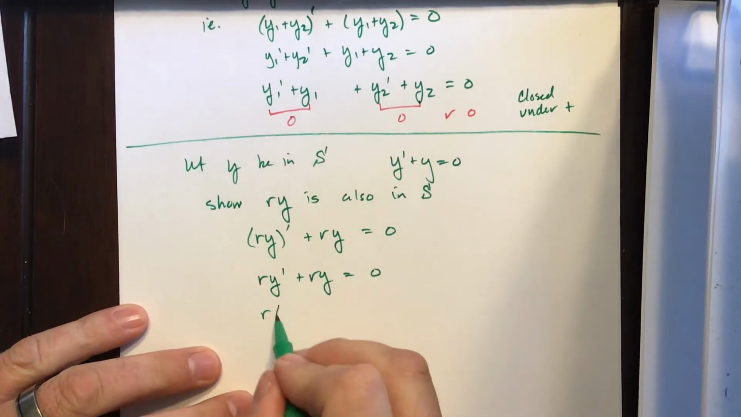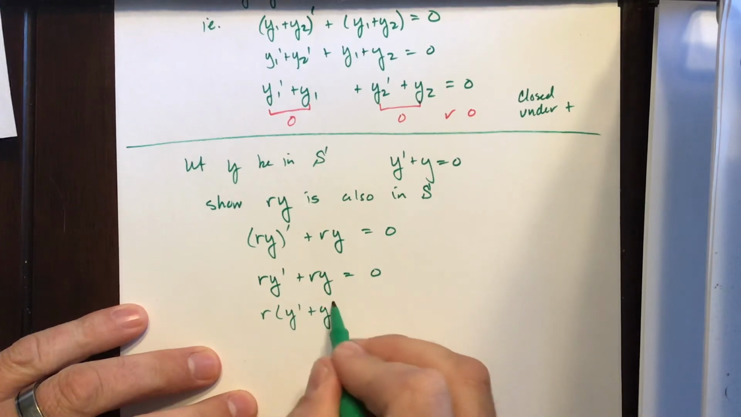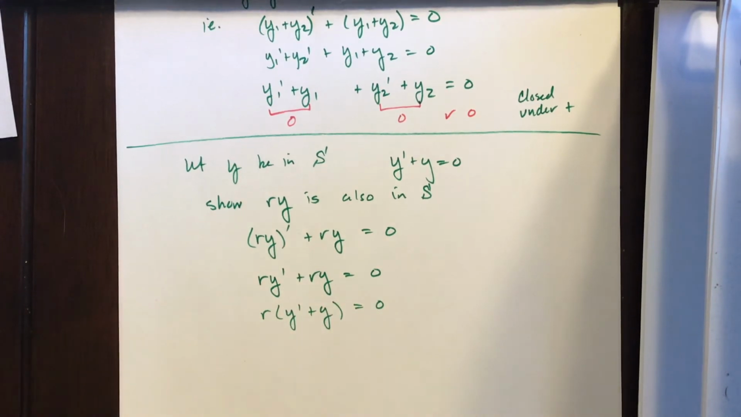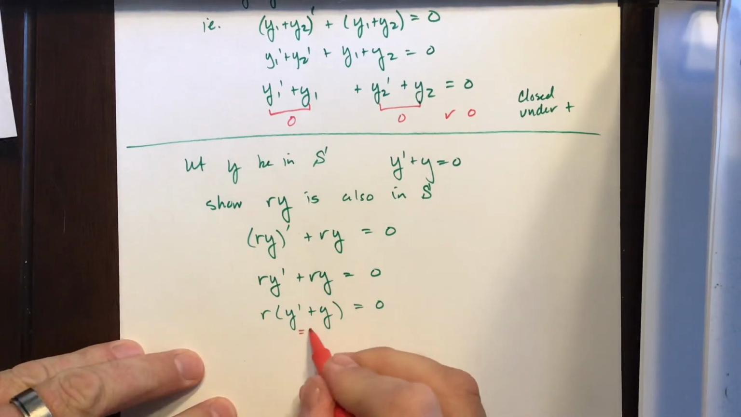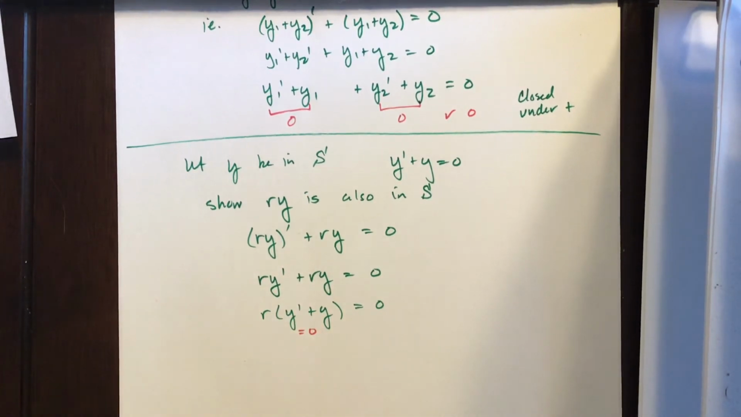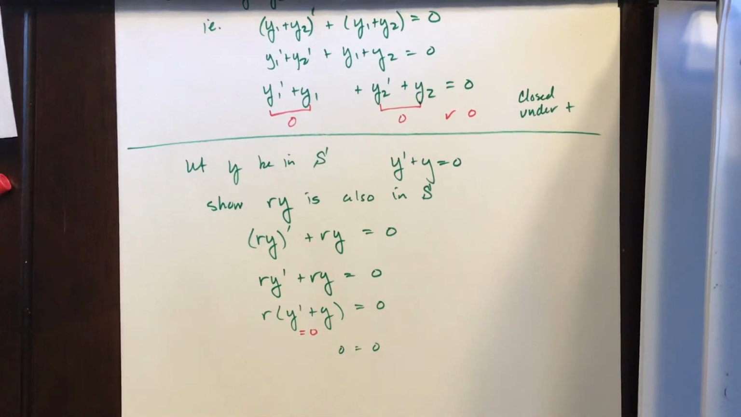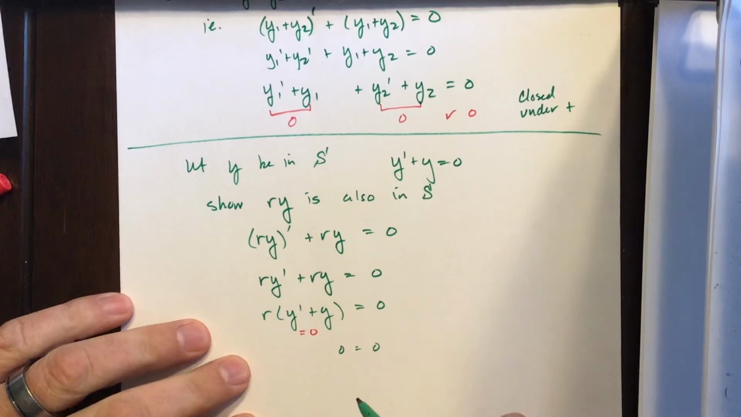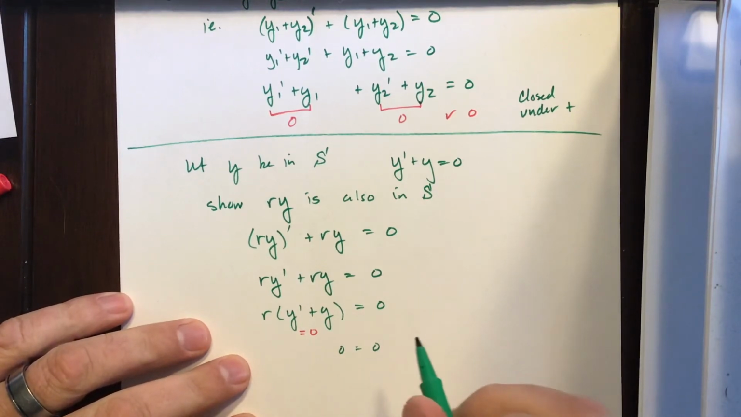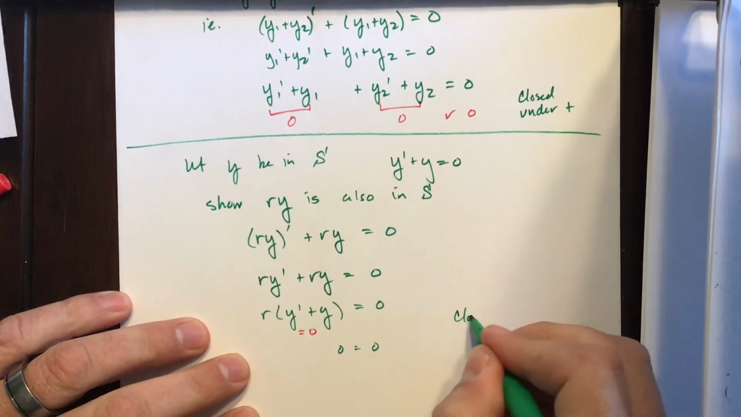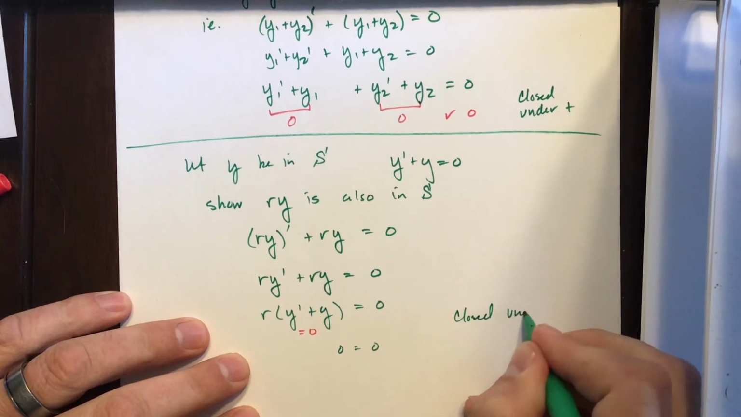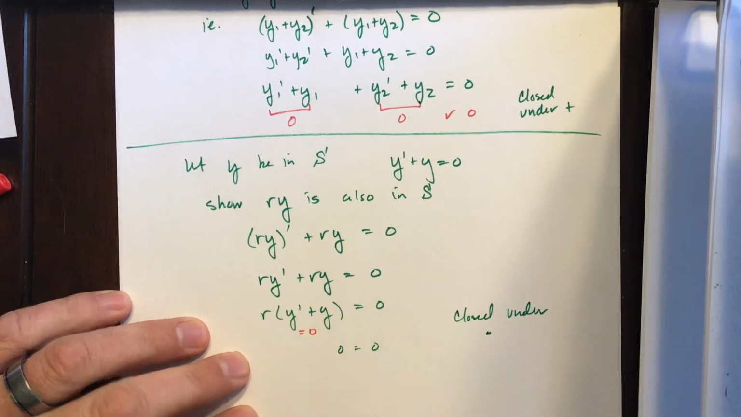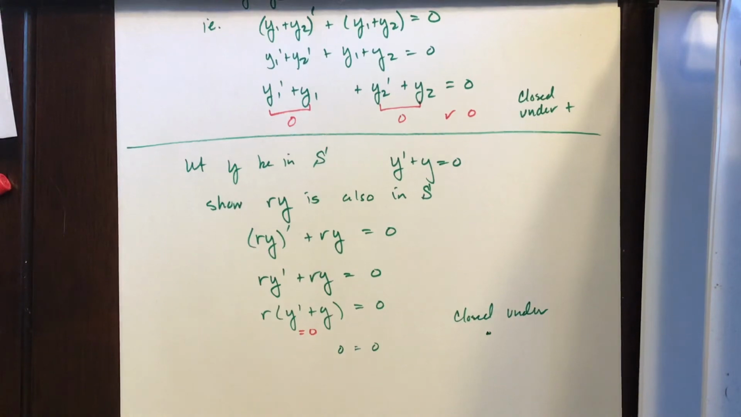You can factor out an r. y prime plus y is equal to 0. By assumption, this is equal to 0. And therefore, we have a true statement, 0 equals 0. Good. So that means ry is also in S. Therefore, we're closed under scalar multiplication. All right. So that was the last problem that I wanted to go through with you today.